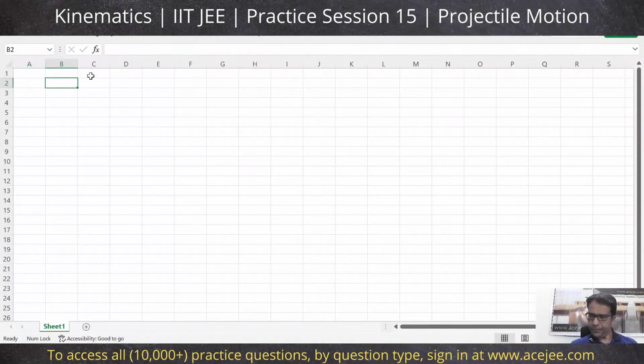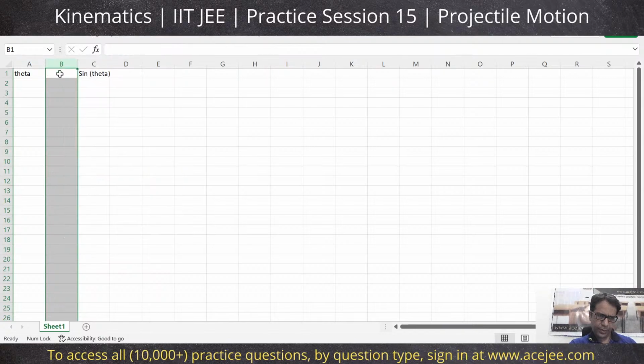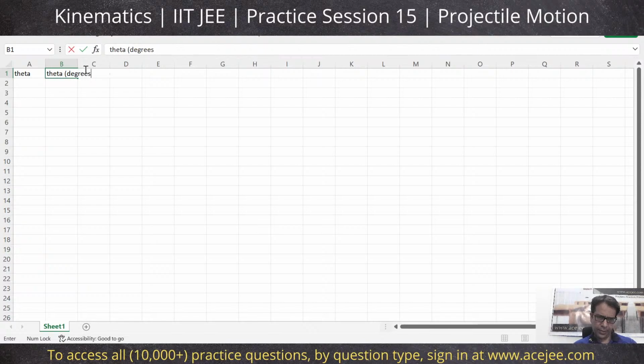Okay, so let's do it. So we are trying to figure out sine of theta. And this is your theta. So let me do theta in degrees as well as in radians so that we can get a comparison. So this is theta in degrees. And this one is theta in radians.